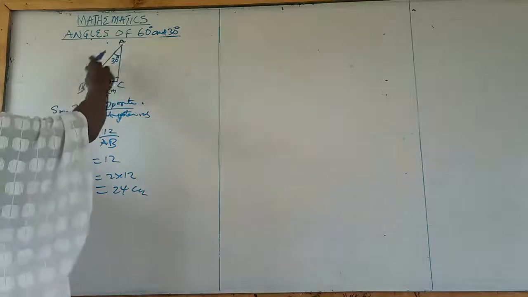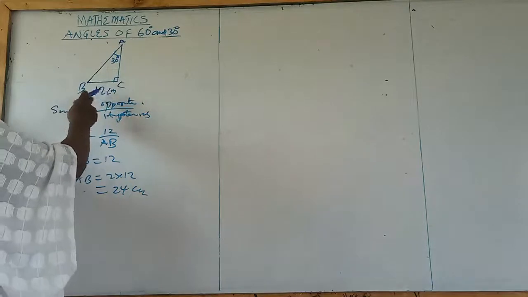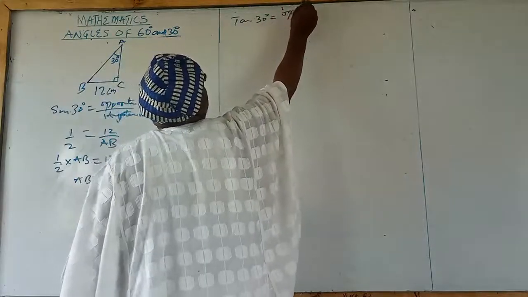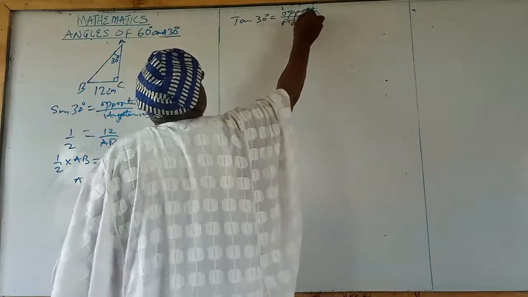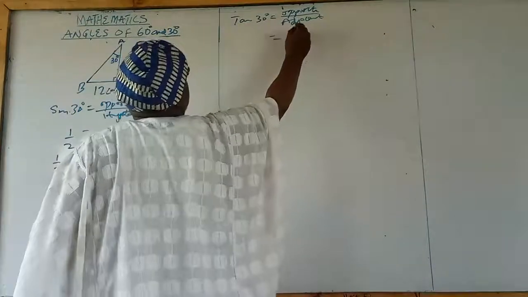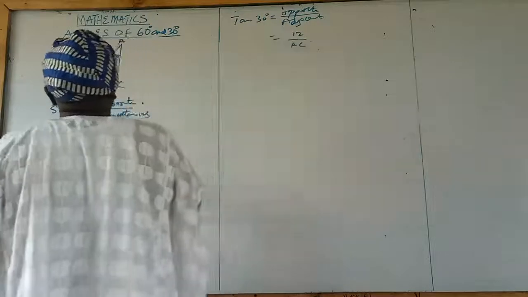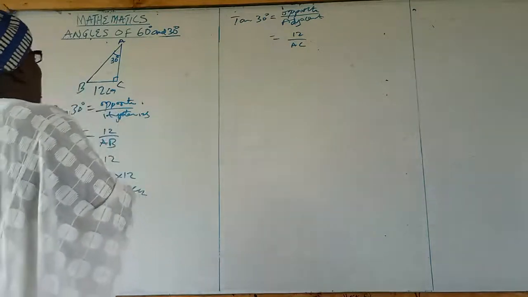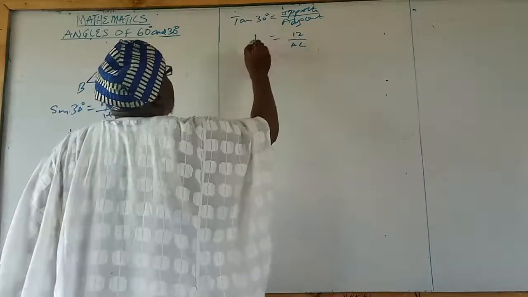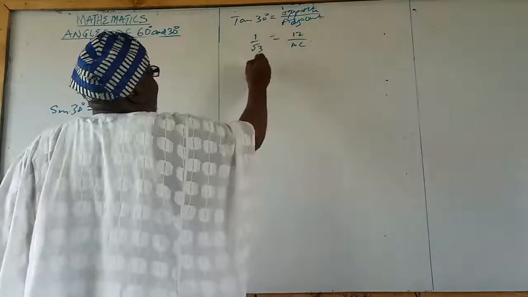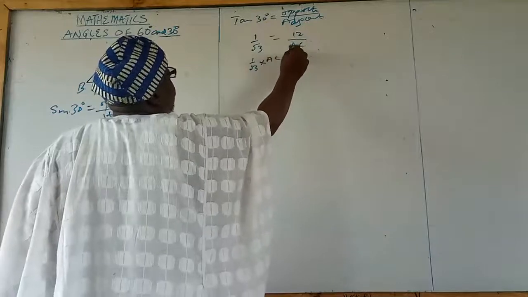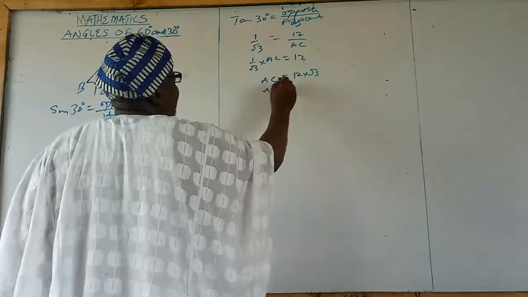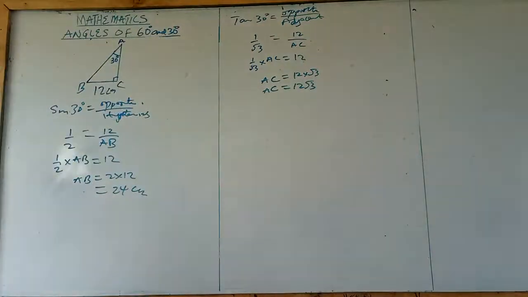Now for AC. AC is adjacent and BC is opposite. So we use tangent. Tan 30 is opposite over adjacent. Opposite is 12, adjacent is AC. Tan 30 is 1 over root 3. So 1 over root 3 multiplied by AC is equal to 12. So AC is equal to 12 multiplied by root 3. So AC is equal to 12 root 3.